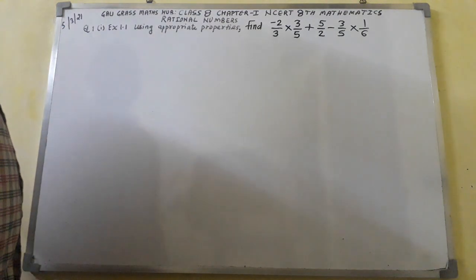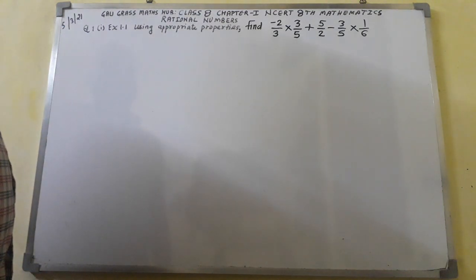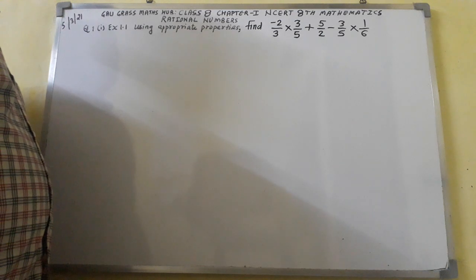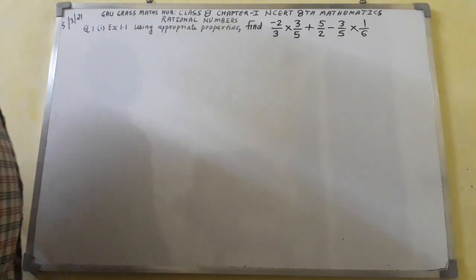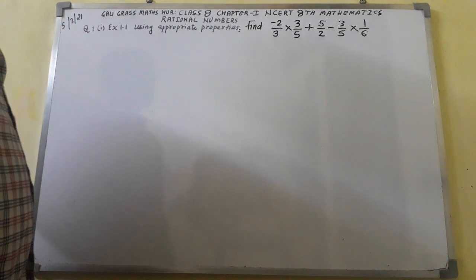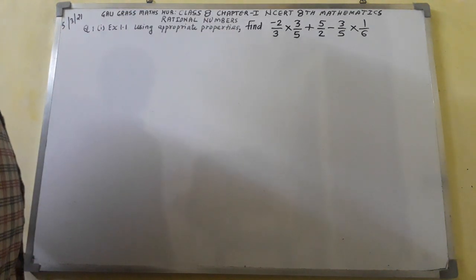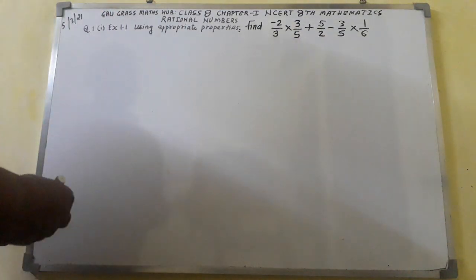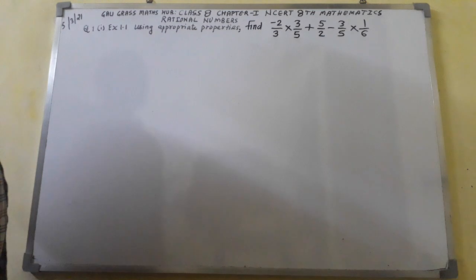Today I shall discuss question number 1, Roman 1, that has been taken from Exercise 1.1, Class 8, Chapter 1, NCERT 8 Mathematics. The question has been taken from Chapter 1, Rational Numbers, NCERT 8th Mathematics.